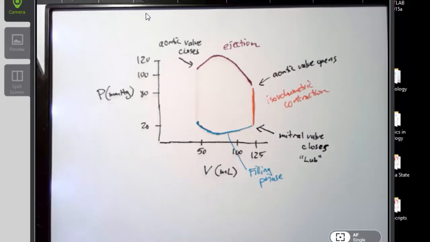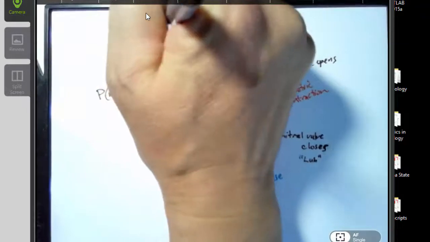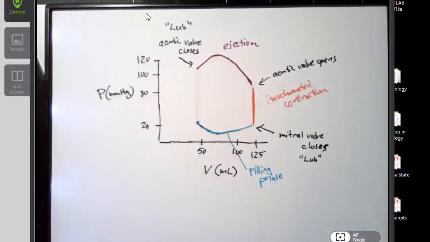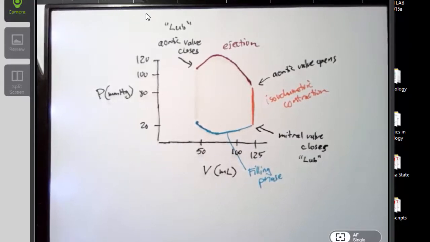Okay? And that's really, together with, we're talking about the left side, but if you think about it, on the right side, around the same time, the other semilunar valve will close. And that is responsible for the dub sound, which is the second part of the heartbeat. So again, there's turbulence caused by the valves closing that causes the sound, okay?